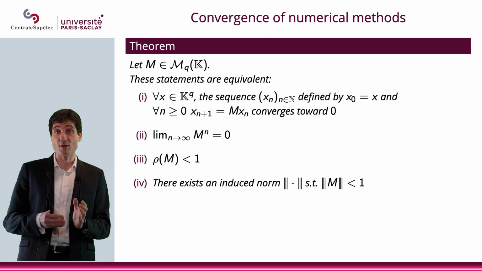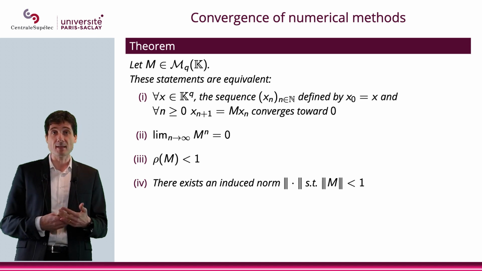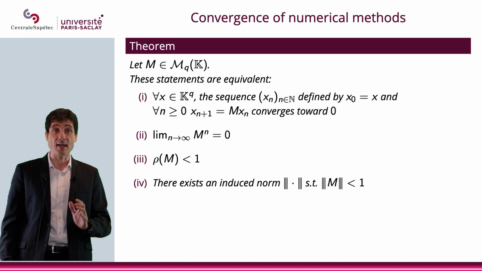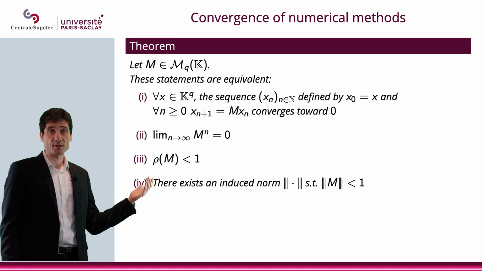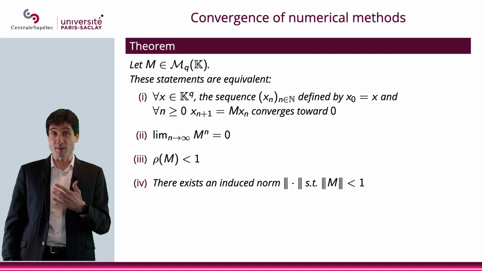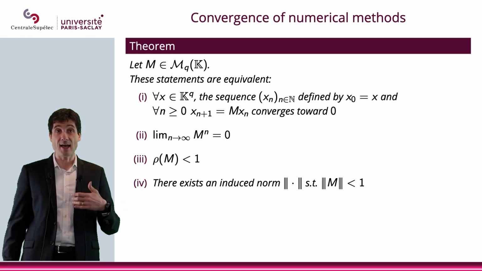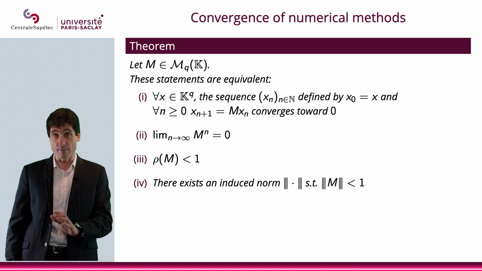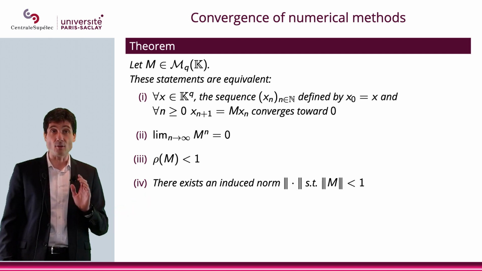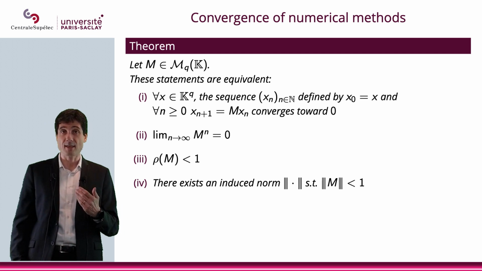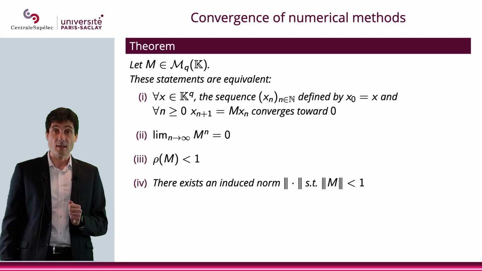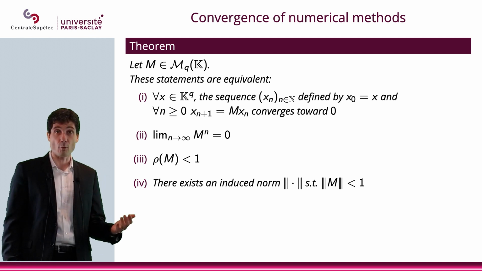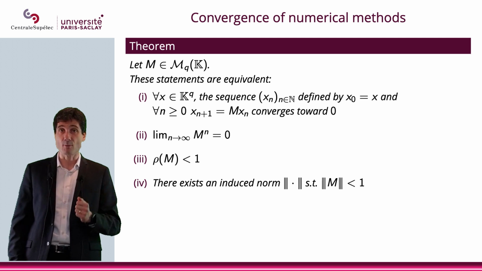Now, if instead of being in dimension 1, we are in dimension Q, then basically here are four statements that are equivalent. The first one says that for all x in R^Q or C^Q, the sequence xn defined as x naught equals x and xn+1 equals M xn will converge toward 0. The second statement is saying that the limit of the nth power of the matrix is 0. The third statement states that the largest possible eigenvalue of M in absolute value, in other words, the spectral radius, is strictly smaller than 1.